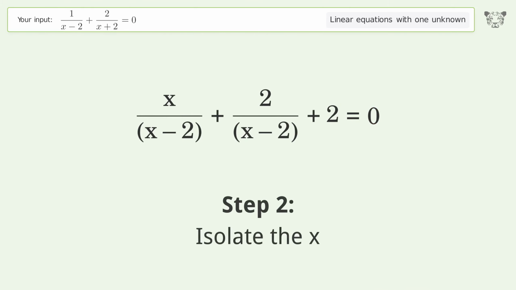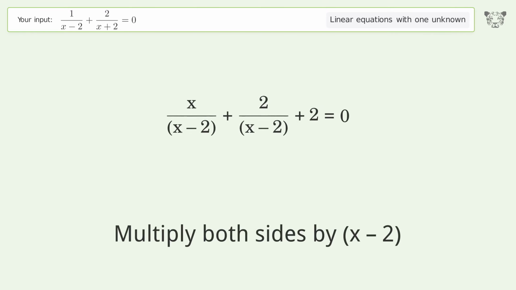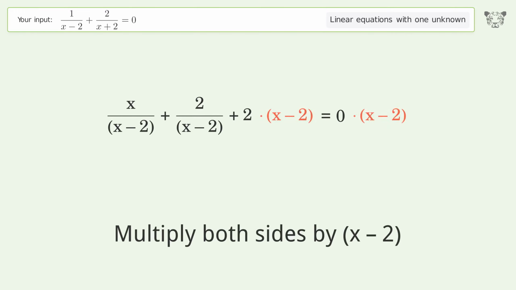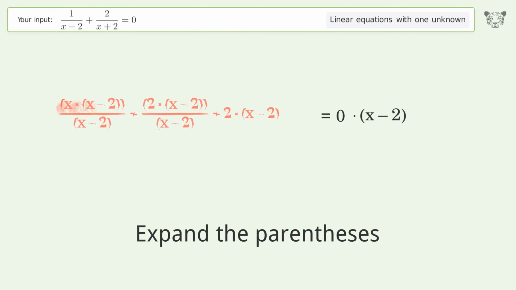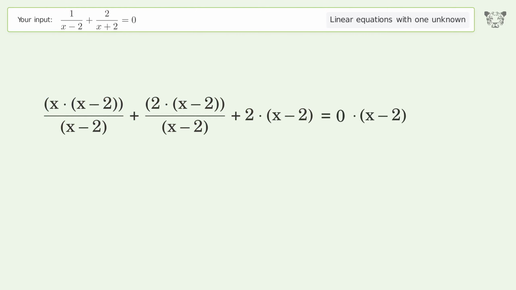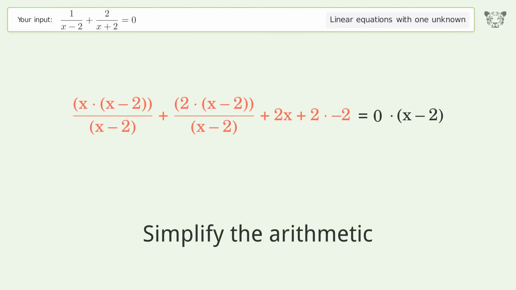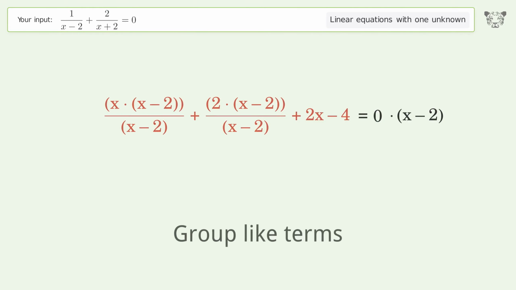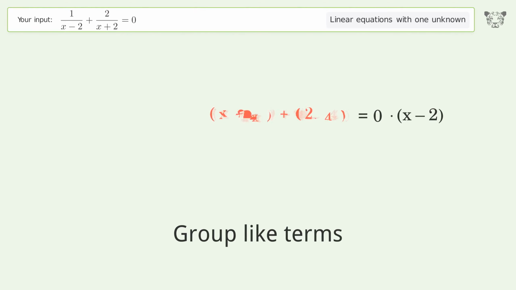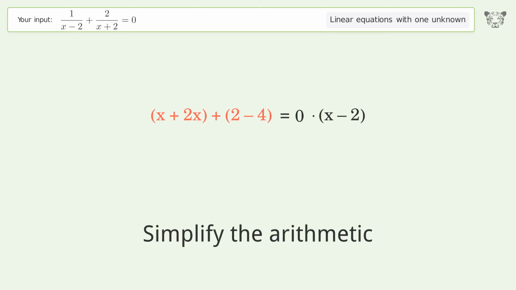Isolate the x. Multiply both sides by x negative 2. Expand the parentheses. Simplify the arithmetic. Group like terms. Simplify the arithmetic.